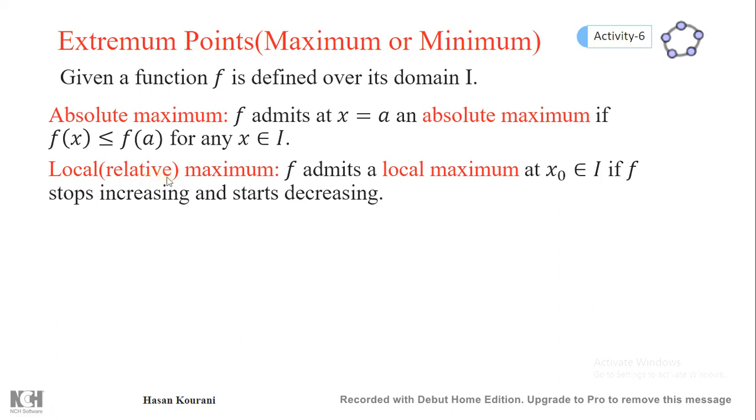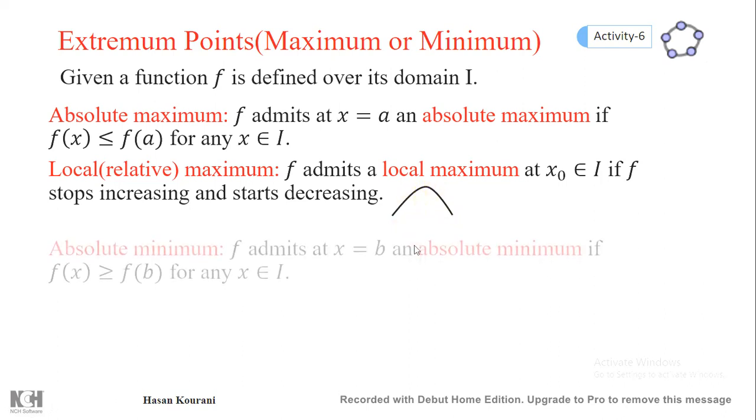Local, or sometimes we call it relative maximum. f admits a local maximum at x0 belongs to I if f stops increasing and starts decreasing. As you see, if we have this shape in a certain portion or certain part of the function, so we say that we have at this point a local maximum. Stops increasing, starts decreasing, so we have a local maximum directly.